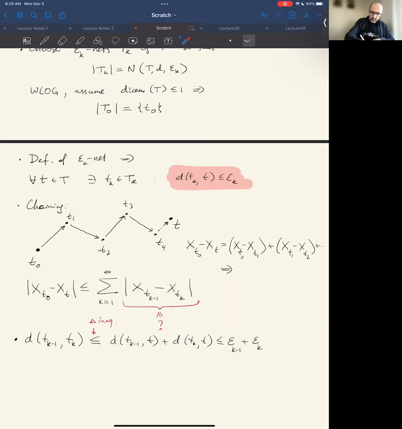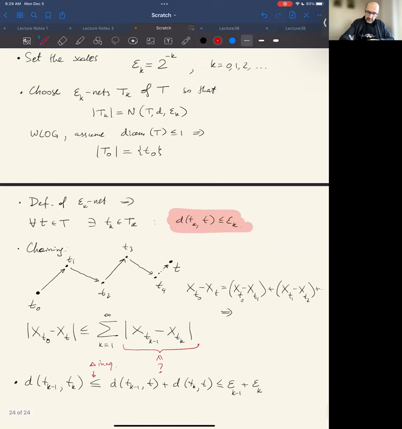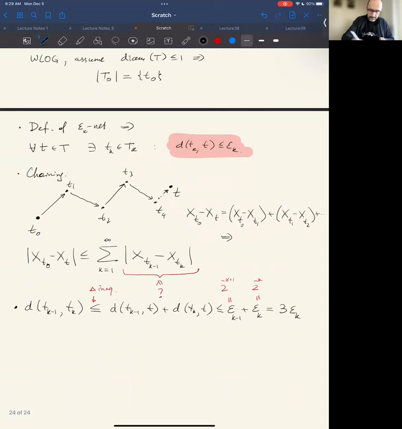Right? Okay. And we set epsilon k as 2 to the minus k. So this is 2 to the minus k, this is 2 to the minus k minus 1, plus 1. So this actually equals 3 epsilon k. Good, so we computed the distance between these two points. It happens to be less than 3 epsilon k. But the distance controls the increments. That is our idea.